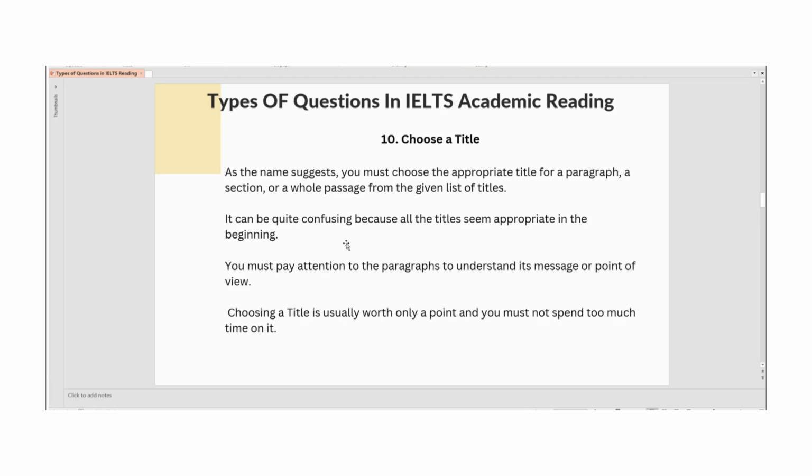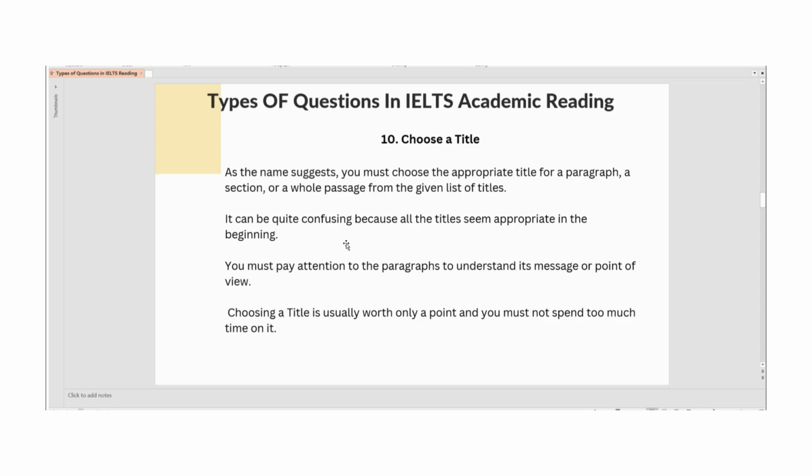Moving forward, question type number 10 is choose a title. Very simple. As the name suggests, you must choose the appropriate title for a paragraph, a section, or a whole passage from the given list of titles. It can be quite confusing because all the titles seem appropriate in the beginning. All the titles in the list may seem correct or appropriate for the passage, but only one of them is correct. So you must pay attention to the paragraph to understand its message or point of view.